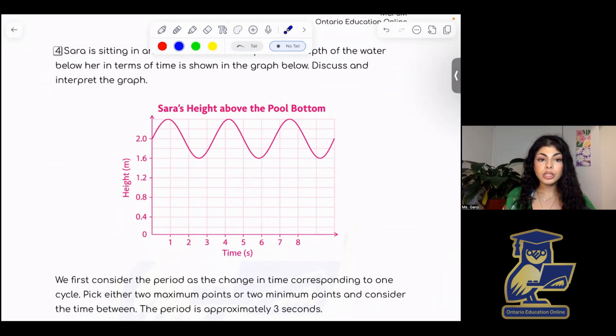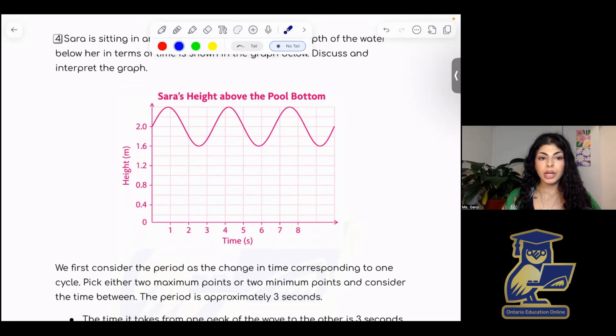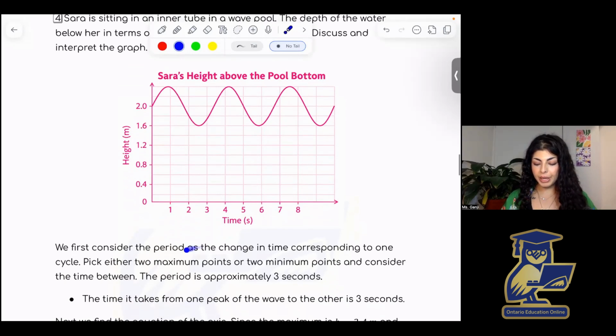So first, I want you to just analyze it yourself and see if you can figure anything out from looking at this graph. We're pretty much going to look at all of those definitions that we just learned, which are properties of this function, and interpret them. So first, consider the period, which is the change in time for one cycle. So starting at my time 0, I want to go until I get to that point again, and I make sure that at this point, this is repeating again.